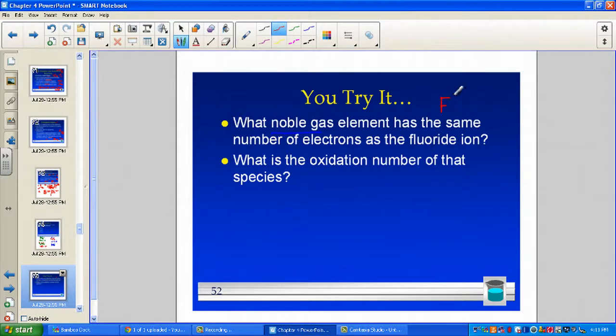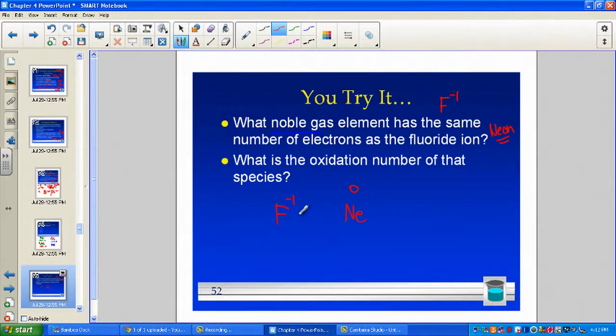If fluoride ion is F-1, find it on the periodic table. You'll notice that fluorine, element number 9, gains an electron. What noble gas does it become? It's right next door to neon, the end of row 2 on our periodic table. What is the oxidation number of that species? Well, neon is an element in its natural state. Rule number 1, we know that it would not carry a charge at all.